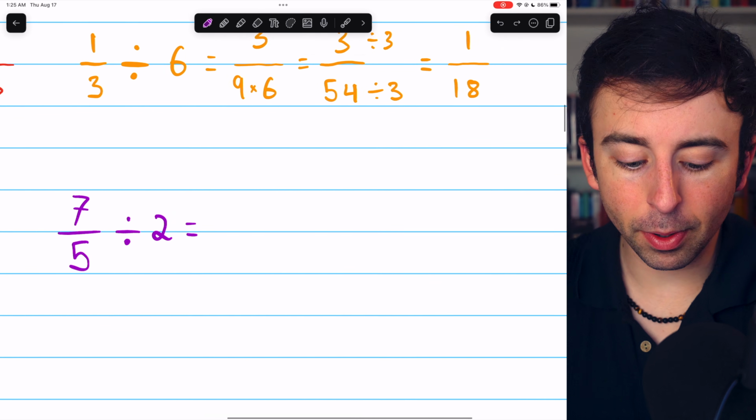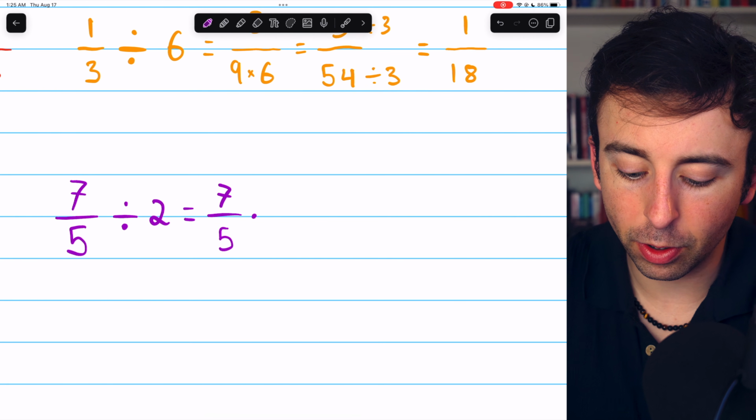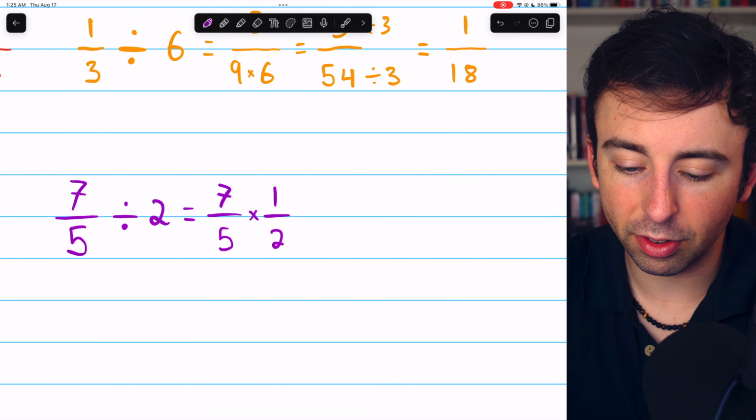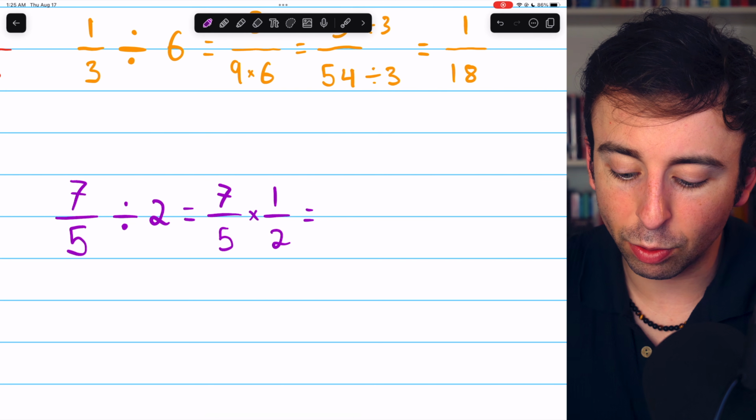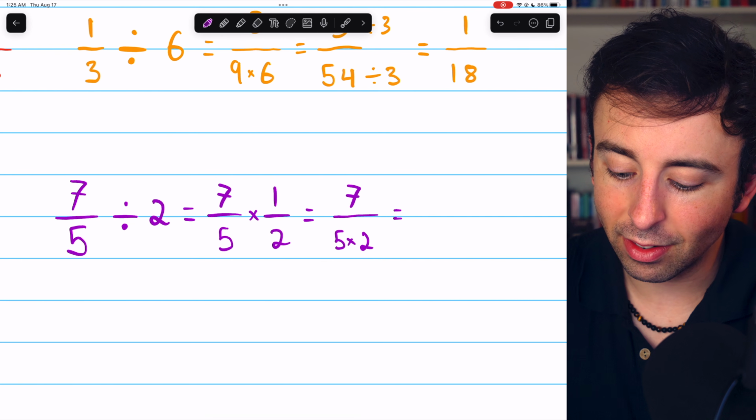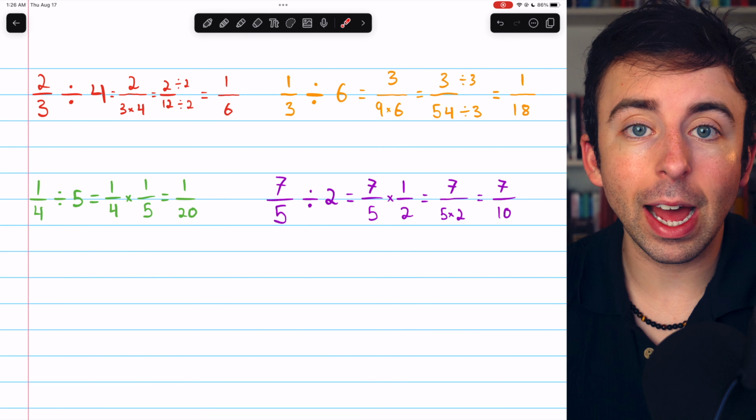In this last example, we have 7/5 divided by 2. Again, all we're doing is multiplying by the reciprocal of the whole number. 7 over 5 times the reciprocal of 2. That's times 1/2. And you can see that this results in the denominator, 5, getting multiplied by the whole number, 2. And so our final answer is just 7 over 10. And that's how you divide a fraction by a whole number.